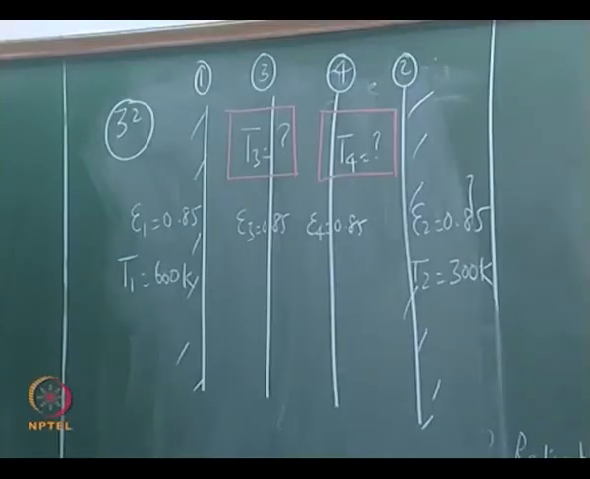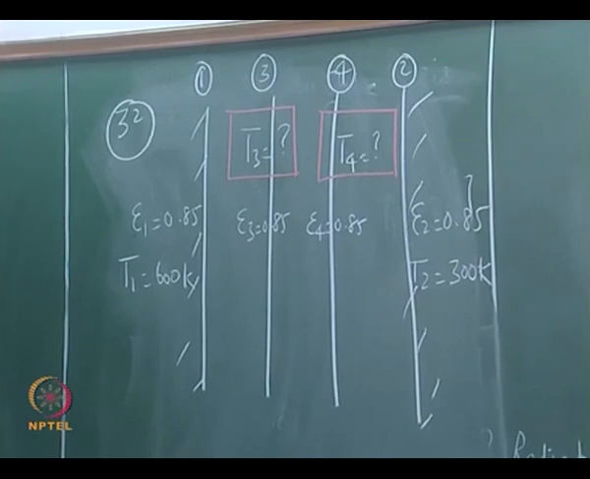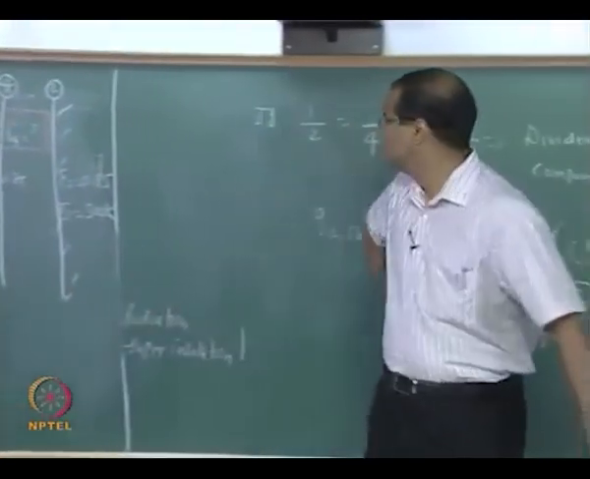So simply write the no shield formula divided by n plus 1, n equal to 2, therefore n plus 1 is 3, you will get the Q with 2 shields. Then this Q with 2 shields you locally apply between 1 and 3 to get the temperature of 3, you locally apply between 3 and 4 to get the temperature 4. You have to do it systematically, this will take somewhere between 10 to 15 minutes, it is pretty straightforward.